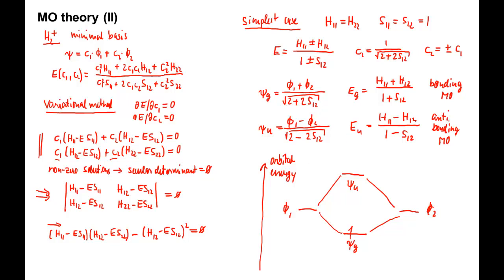In general, two atomic orbitals give rise to two molecular orbitals. One is the bonding MO and is lower in energy, and the other one is the antibonding MO and is higher in energy than the original atomic orbitals. Using MO theory, we can explain the stability of chemical bonds.